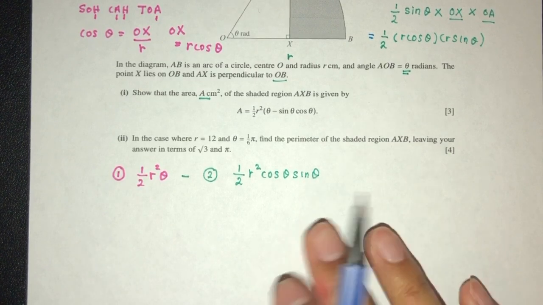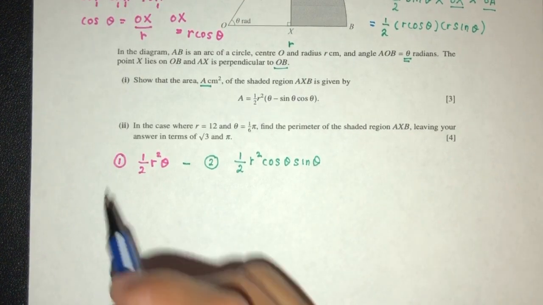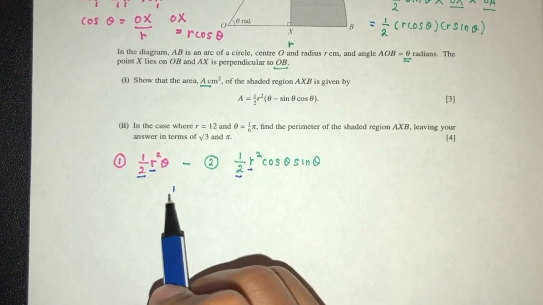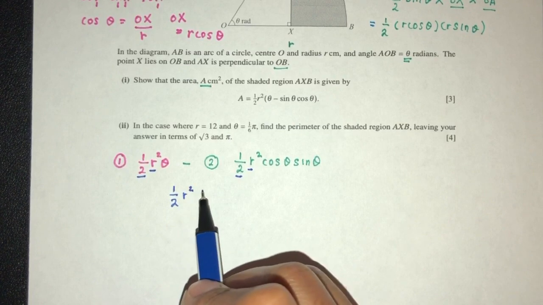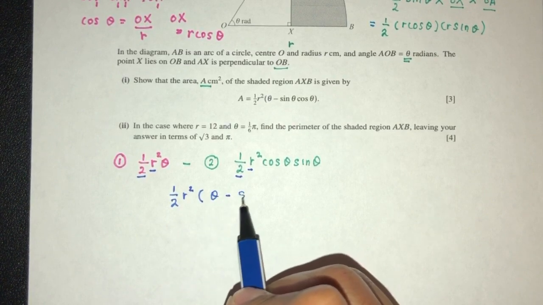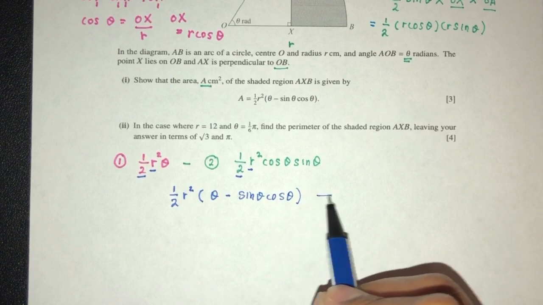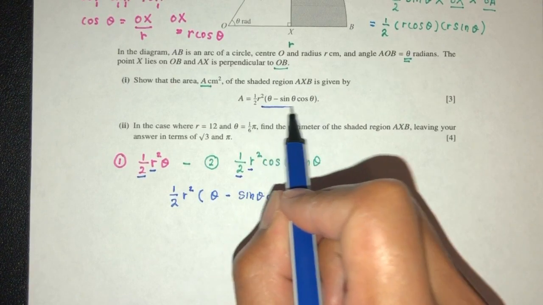So now obviously we have to play with this and factorize. As we can see, we have half and R squared in common. We can factorize this outside. That will be this: you have theta minus sine theta cos theta. And this is shown as required.